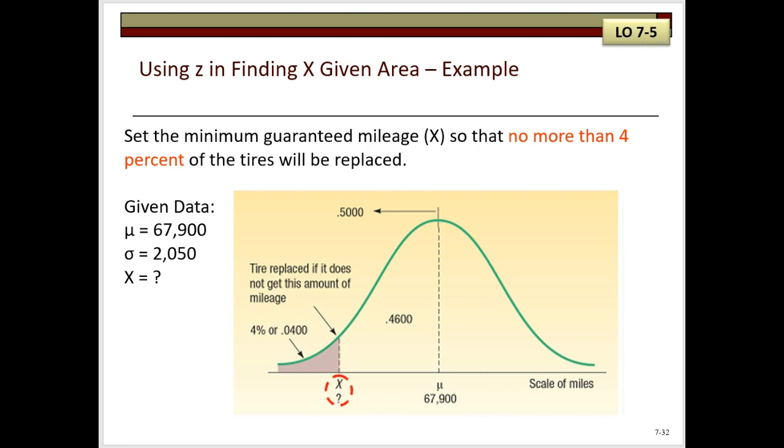We summarize the given information in the problem and represent them in the normal curve as shown on the slide. The item of interest is the value of x, which is the dashed red circle. The area to the left of x is 0.04, the proportion of the tires that will not last beyond the time period x and will need to be replaced. The center of the distribution, 67,900, is the population mean, which we designate as mu. The population standard deviation, sigma, is 2,050. In the next slide, we show the procedure for obtaining the value of the unknown x.